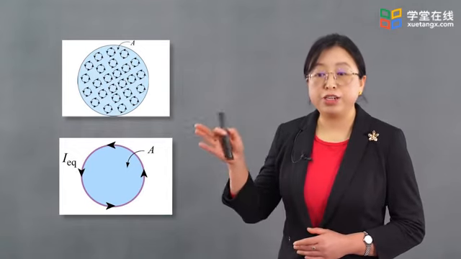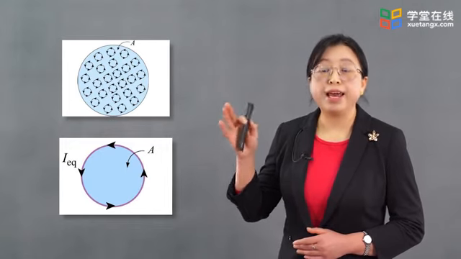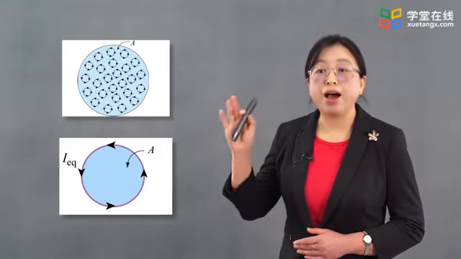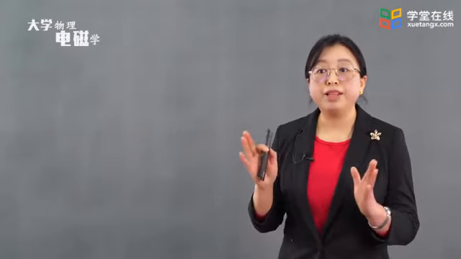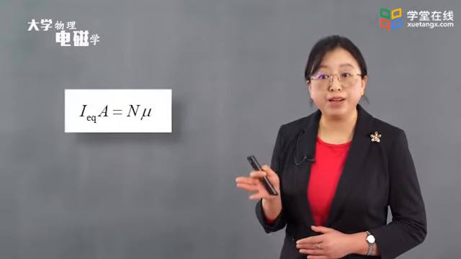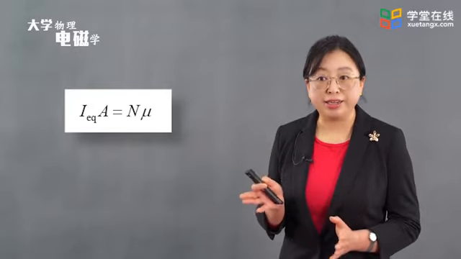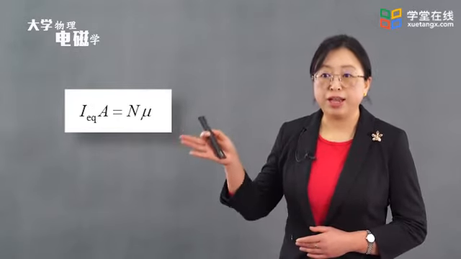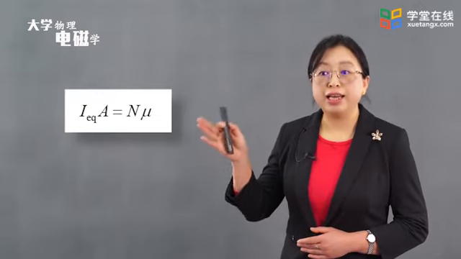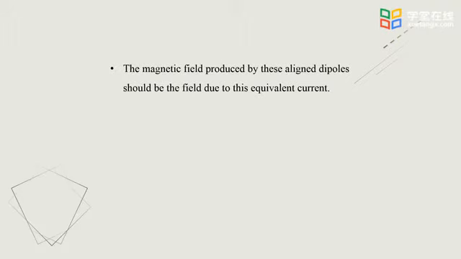You may look at this figure showing the top view, and this is the equivalent current on the edge of the cylinder, denoted by I_EQ. Based on the definition of the magnetic dipole moment, the moment associated with this equivalent current I_EQ should be the total dipole moment in the cylinder. Hence, we have this expression: I_EQ times A equals n times mu. So, the magnetic field produced by these aligned dipoles should be the field due to this equivalent current.